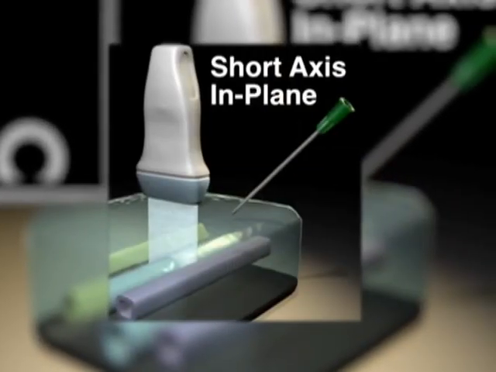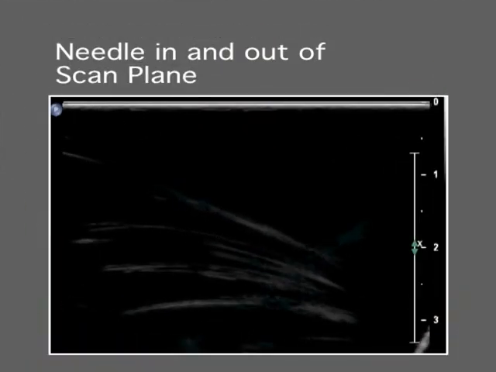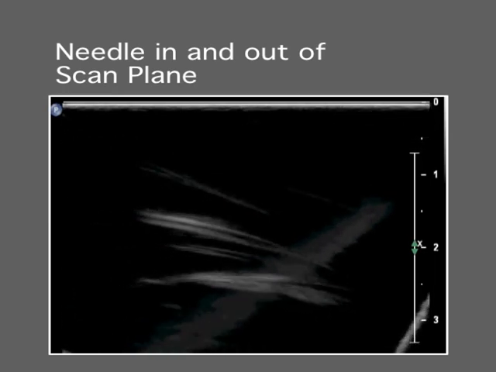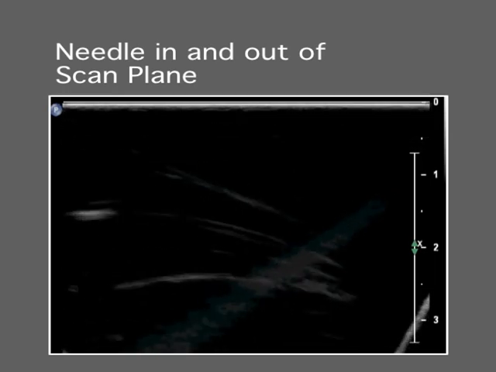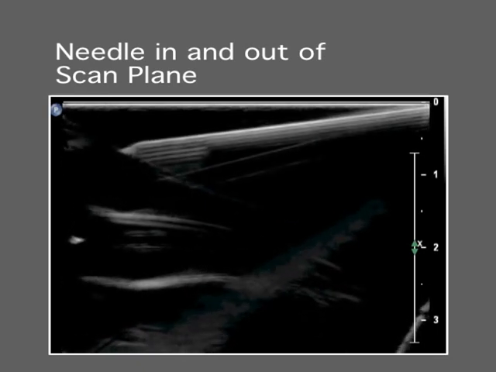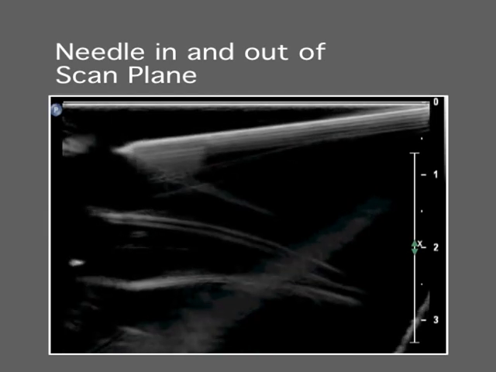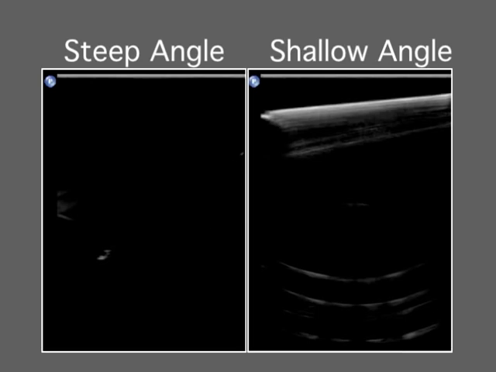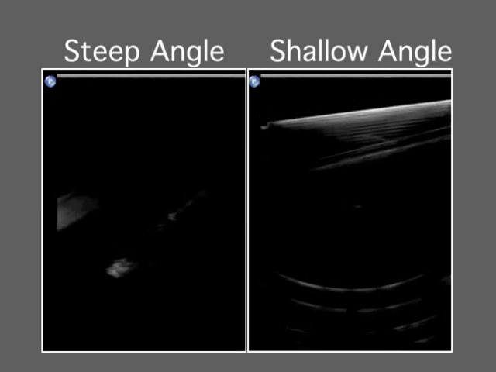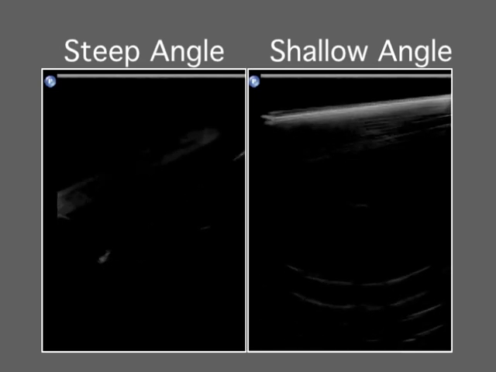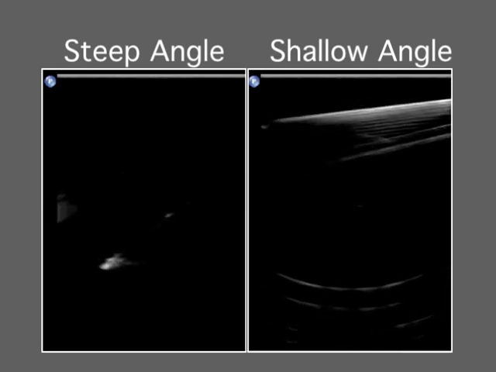In-plane needle manipulation offers its own set of challenges. Here is a sonogram of a block needle with the transducer sliding in and out of alignment with the needle. Subtle movements of the needle or transducer can produce marked changes in visibility. This pair of sonograms shows the same needle at different angles in a water tank. The needle is much better resolved when it is inserted at a shallow angle relative to the transducer.